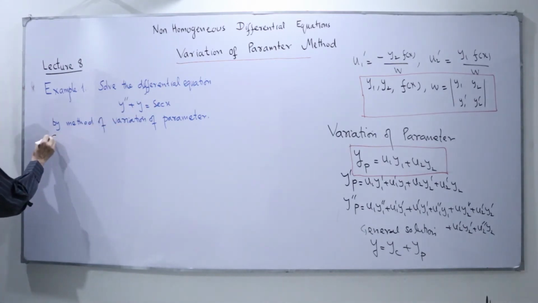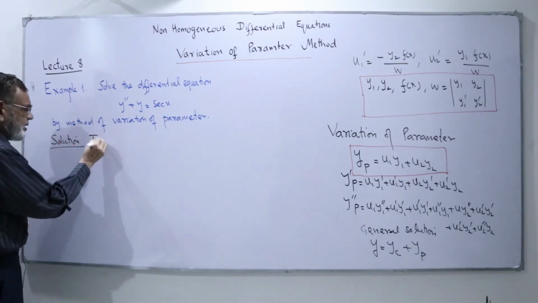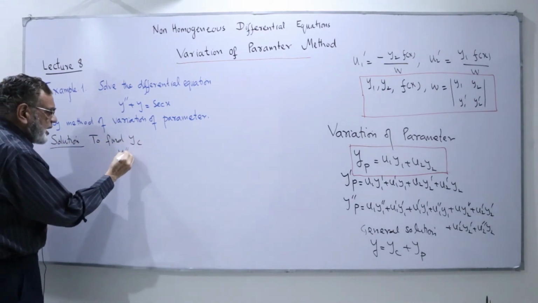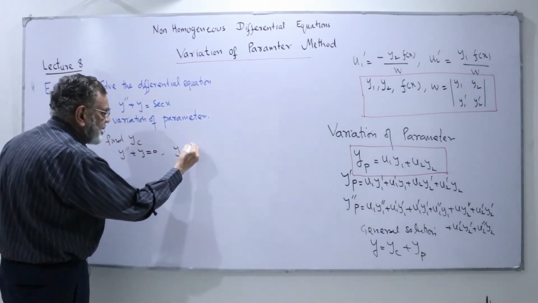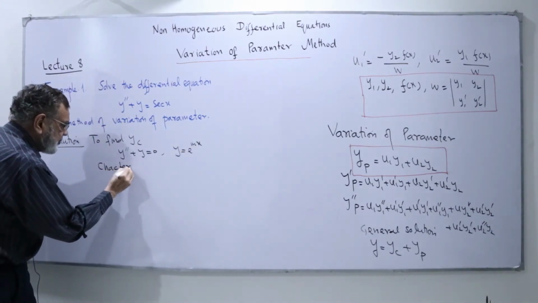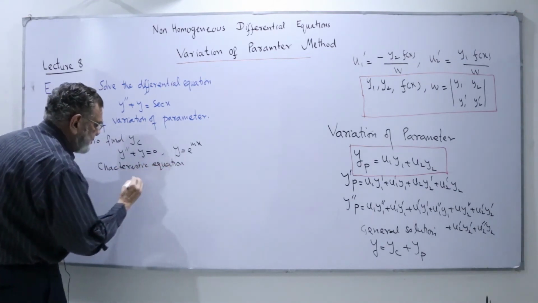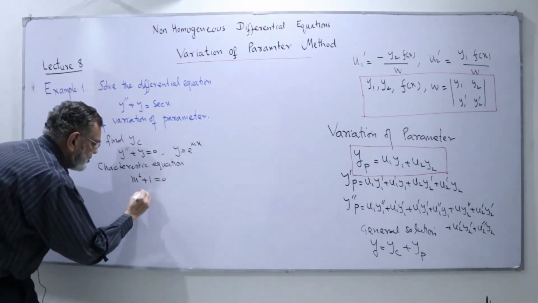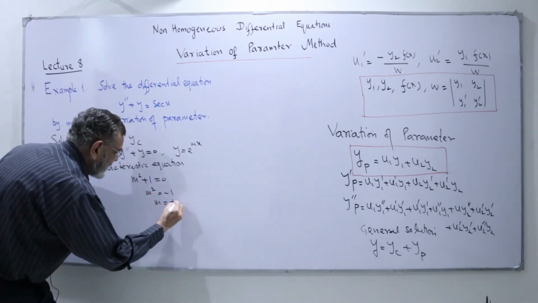For the solution of this one, we take the homogeneous part of the differential equation to find yc, the homogeneous part of the solution. So we can write y double dash plus y is equal to 0. Our substitution for this one is e to power mx. When we substitute, we get the characteristic equation for y double dash plus y, which will be m square plus 1 equal to 0. We find the roots of this one.